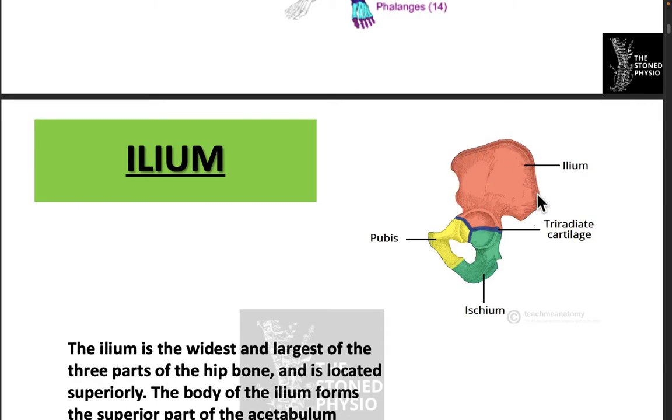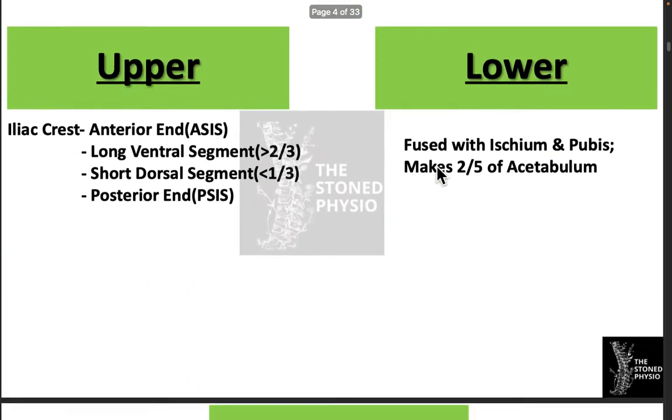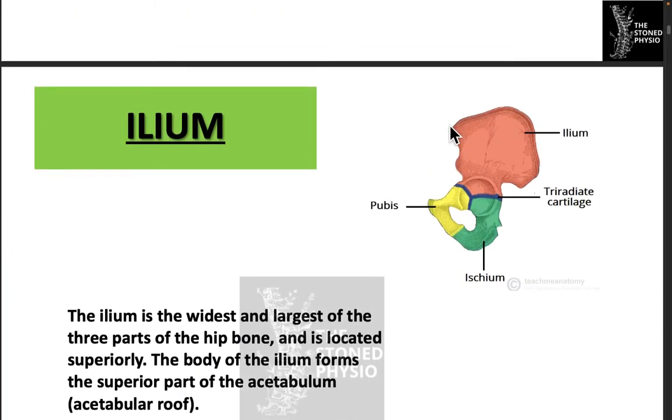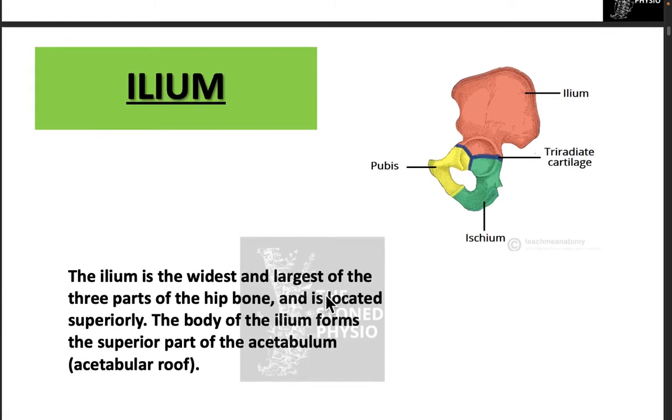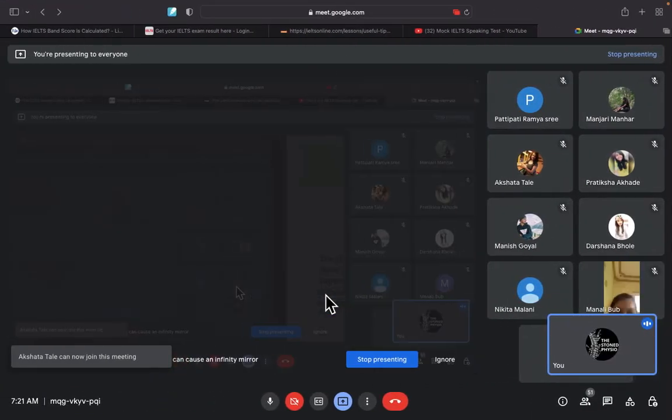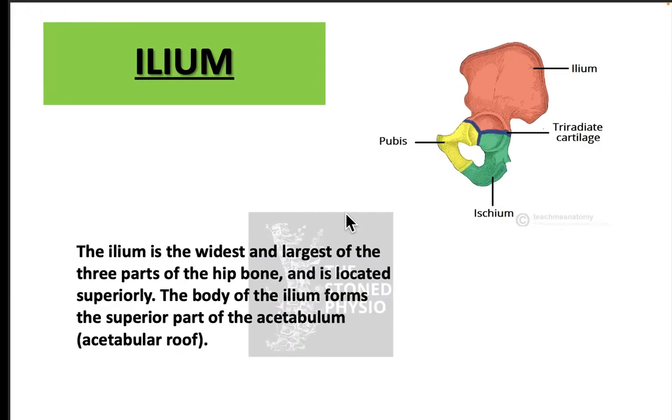If we talk about the upper part of the ilium, first of all we have the ASIS, that is the anterior superior iliac spine, this particular point. Can anyone tell me any muscle attachment on the ASIS? Any muscle which is attached on the ASIS, किसी को ध्यान में है? Sartorius. हाँ, Sartorius has its attachment on the ASIS.